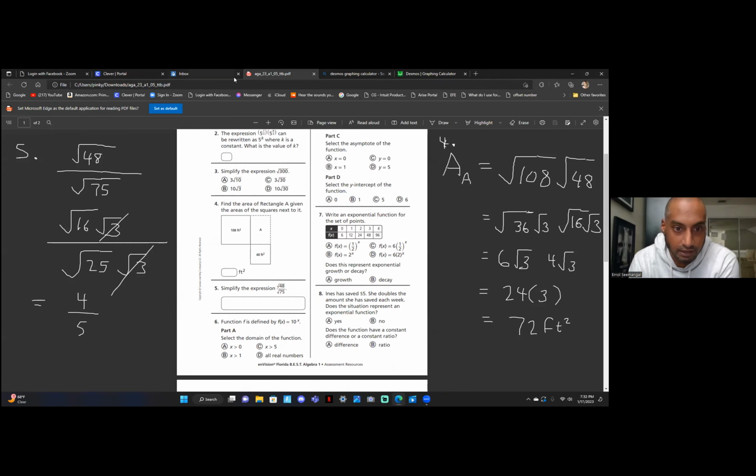Okay, looking at that graph, they want to know the domain of the function. What does that mean?